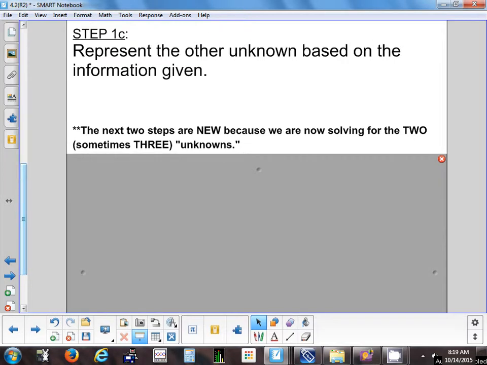The next 2 steps that we do today are going to be new because now we're solving for 2, sometimes 3 unknowns. Yesterday we just set it up. We just represented them. That's all we did, that first box. Today it's going to give us more information so that we can work with the 2 unknowns that we set up. Now we're going to be able to solve for them. We're going to have to set them up in an equation and actually solve. We're going to get another piece of information. When we go over a problem, you'll see what I mean. So this stuff is new today.